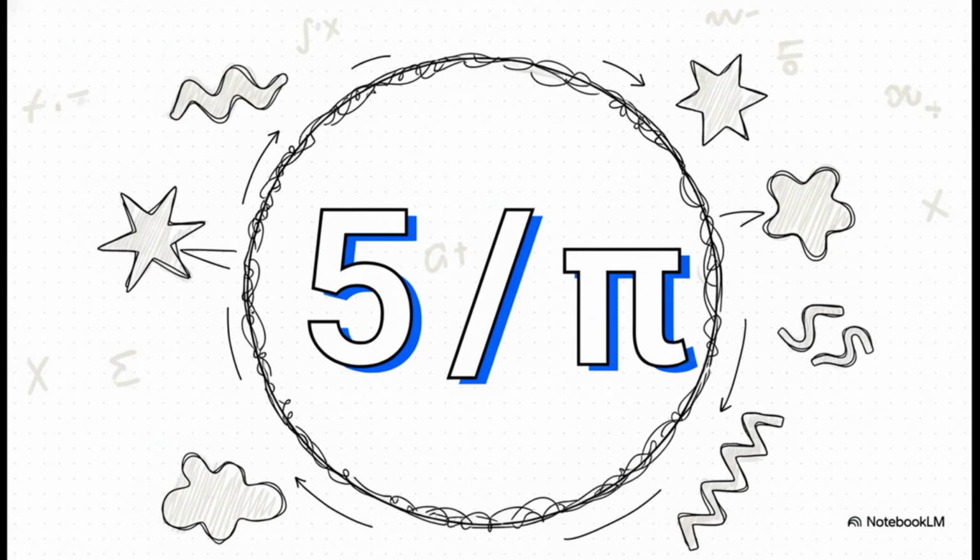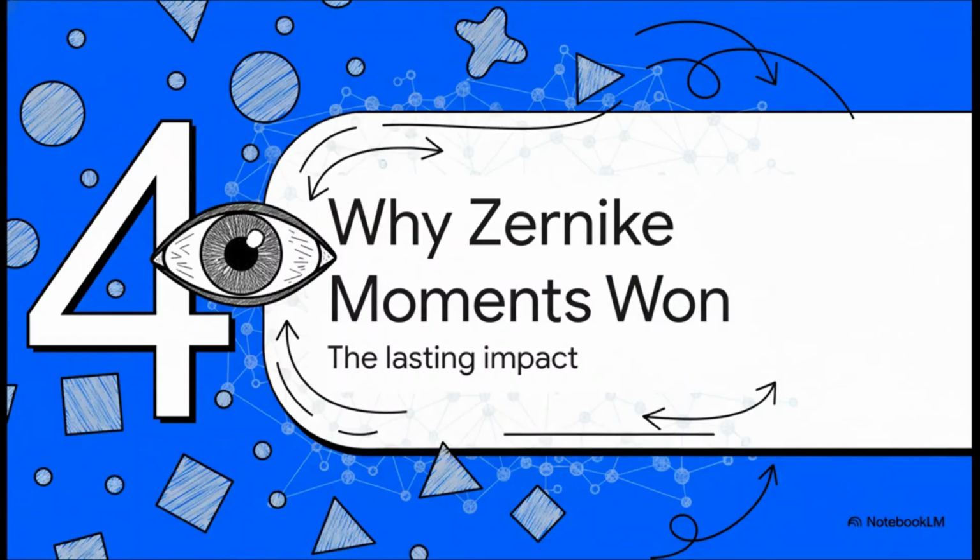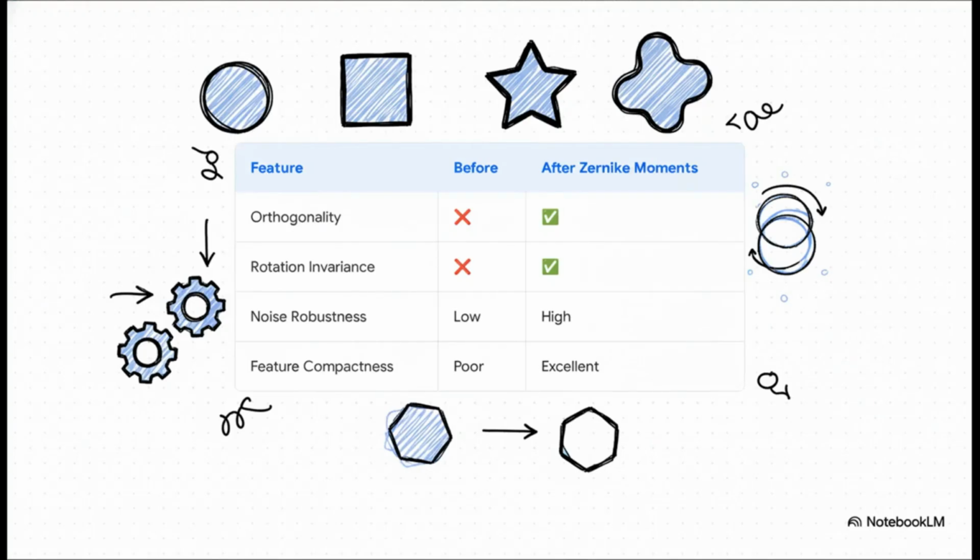This one number, this is the very beginning of our shape's unique fingerprint. Okay, so we have our number, 5 over pi. Big deal, right? Well, yeah, it was an absolutely massive deal. Let's look at why this simple idea was such a gigantic breakthrough and why these moments totally crushed the old methods. The difference is just night and day.